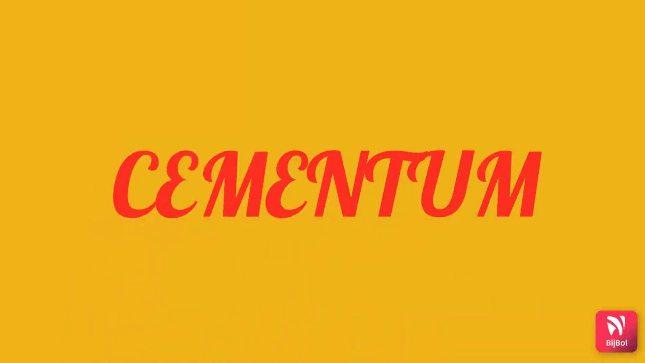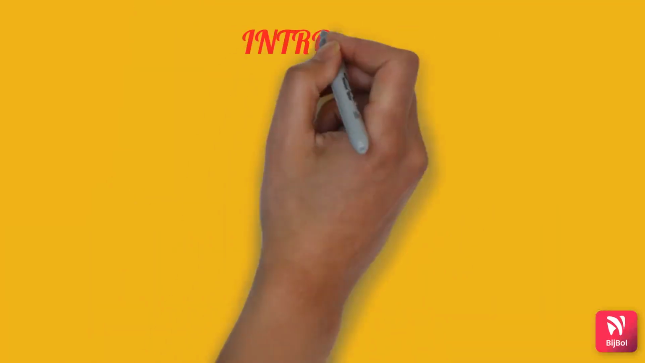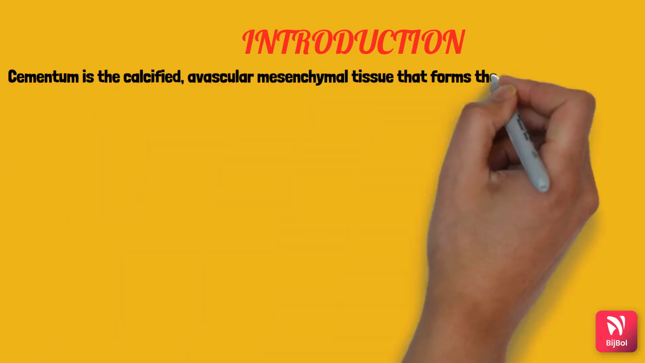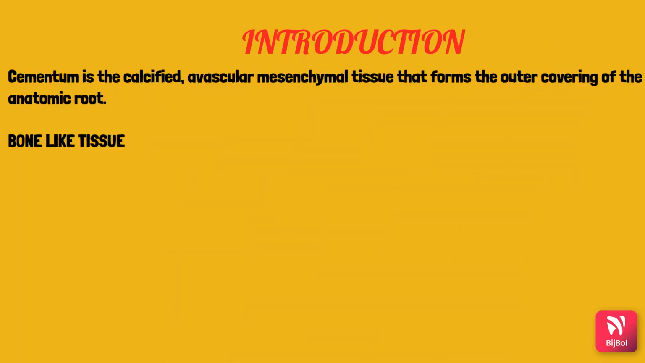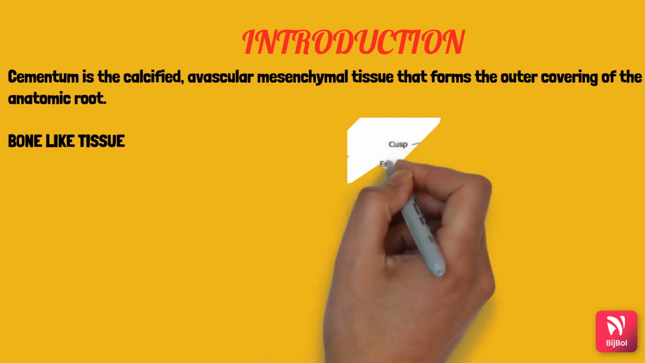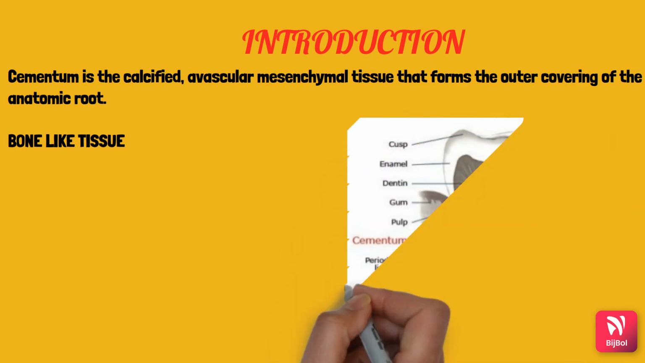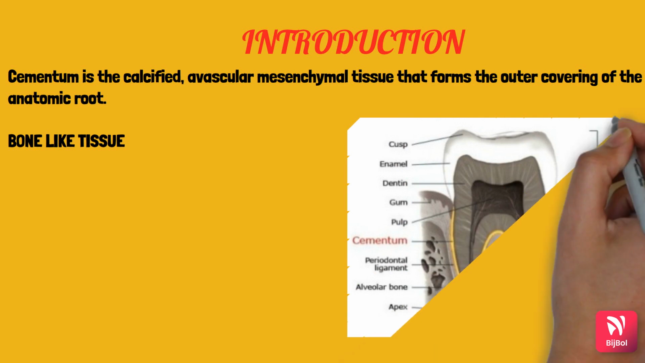The topic for discussion is cementum. Cementum is a calcified, avascular mesenchymal tissue that forms the outer covering of the anatomic root. We already have seen that cementum is one of the hard tissue components of the periodontium. It forms the outer covering of the anatomic root. You can notice in the picture the yellow colored lining around the root surface.